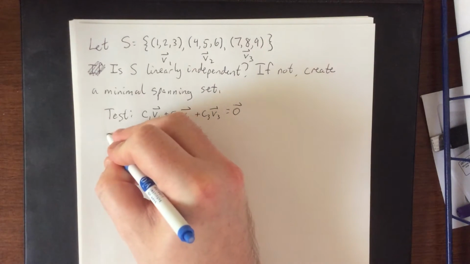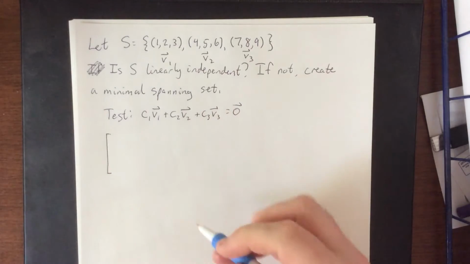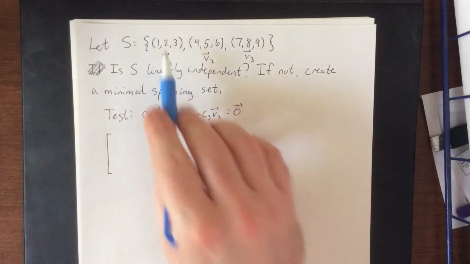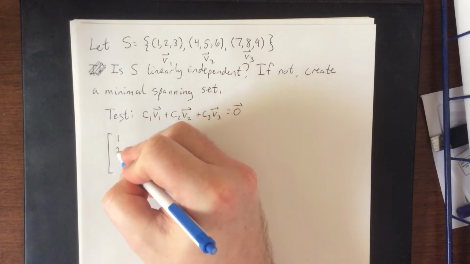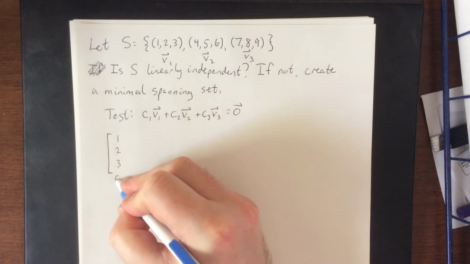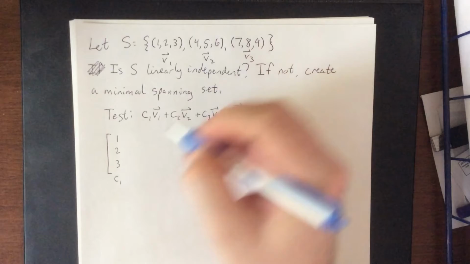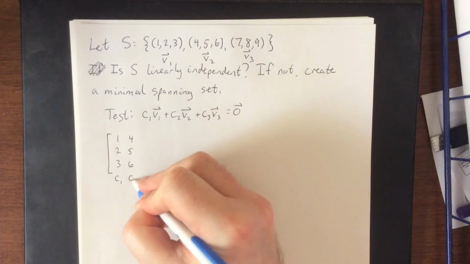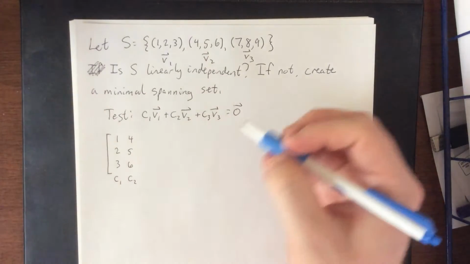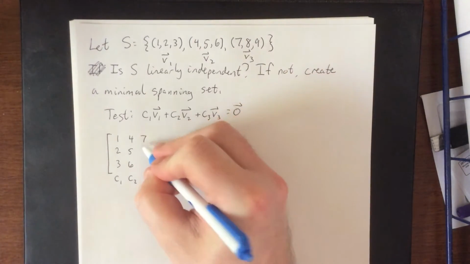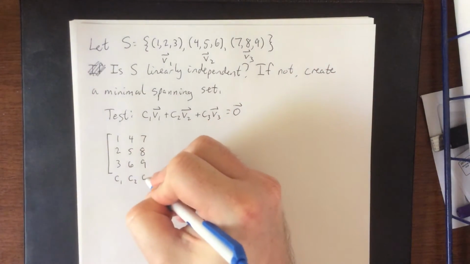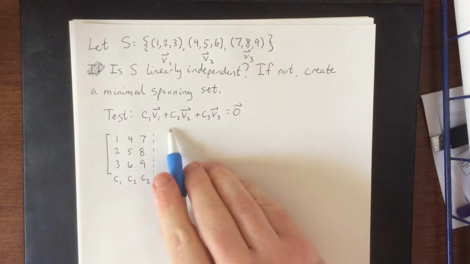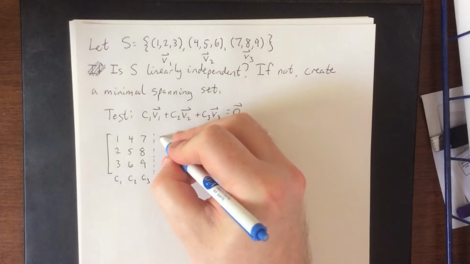The shorthand version is to set up a matrix with three rows, since we're in R3. The first column will be the first vector, 1, 2, 3, representing the coefficients of C1. The second column will be 4, 5, 6, the coefficients of C2. The third column will be 7, 8, 9, the coefficients of C3. We augment with whatever these are equal to, which is the zero vector.